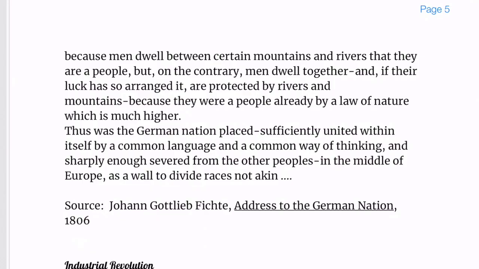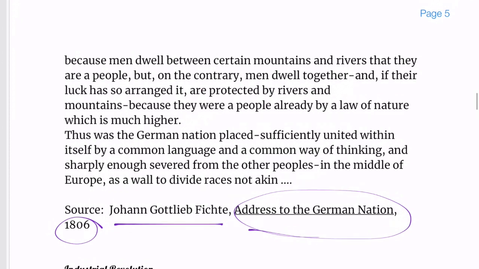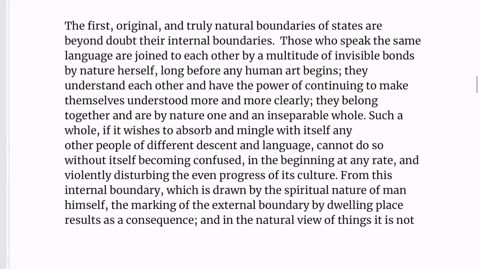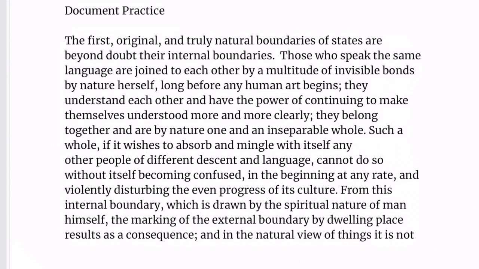Our next document is written by this guy right here, and it's an address to the German nation in 1806. We know that is around the time of the unification of Germany, so this document probably has to do with that. Let's look at it.